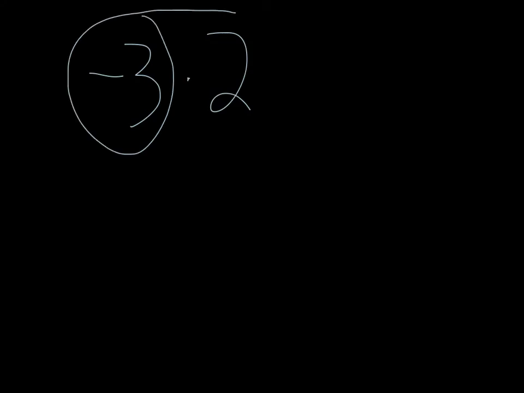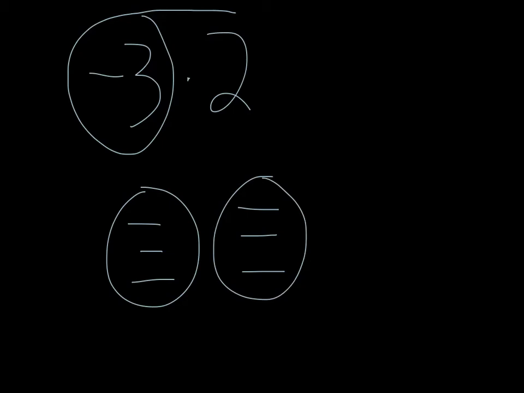Let's say I said negative 3 times 2. I could read that as 2 sets of negative 3. So I could say here's negative, negative, negative, which is negative 3. Here's negative, negative, negative, which is negative 3. There are 2 sets of negative 3. How many total negatives are there? I could say there are a total of negative 6. 2 times negative 3 is negative 6.